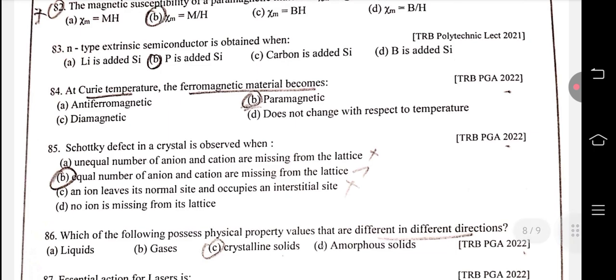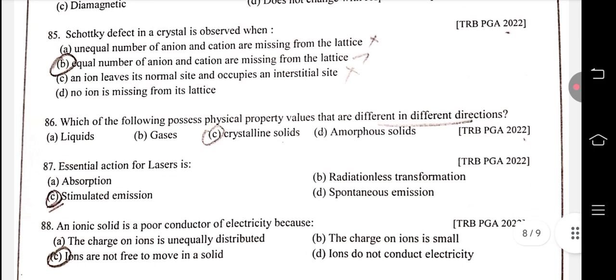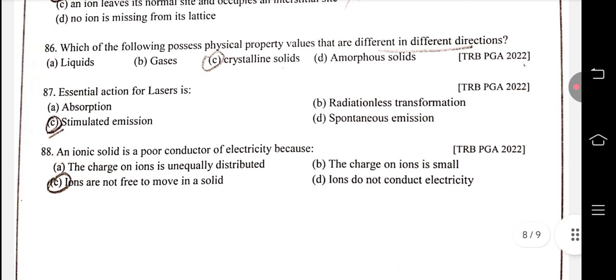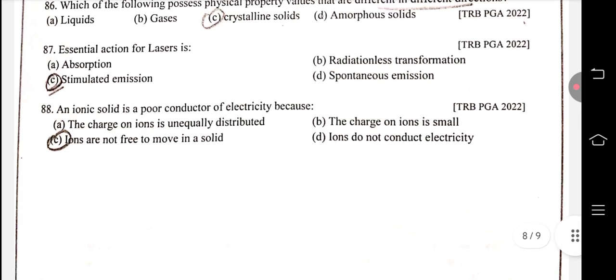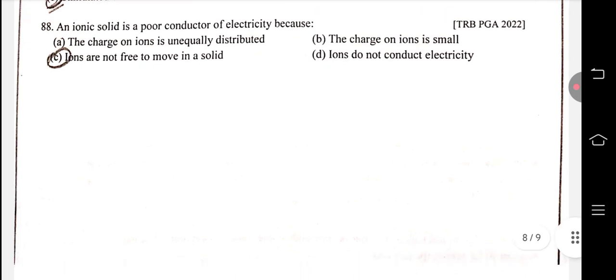The n-type extrinsic semiconductor is obtained when phosphorus is added to silicon. At the Curie temperature, the ferromagnetic material becomes paramagnetic. The Schottky defect in a crystal is observed when an equal number of anions and cations are missing from the lattice. Which of the following possesses physical property values that are different in different directions? Crystalline solids. The essential requirement for laser is stimulated emission. An ionic solid is a poor conductor of electricity because the ions are not free to move in the solid.